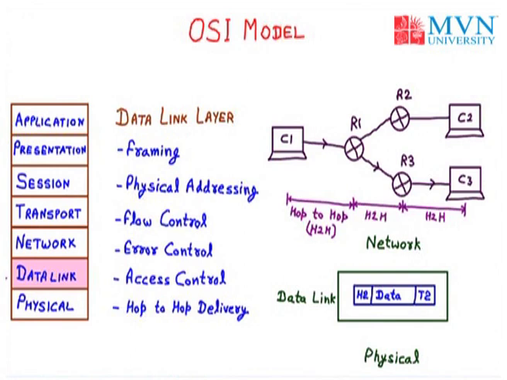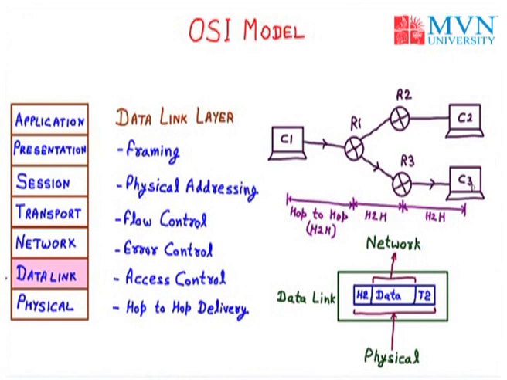Now the physical layer is sending the complete data packet called the frame, with header and trailer, and the data link layer will send only data. It will remove the header and trailer from the particular frame, and the network layer will receive only data. So that is all about the functions of the data link layer.